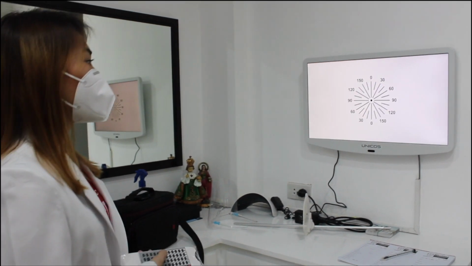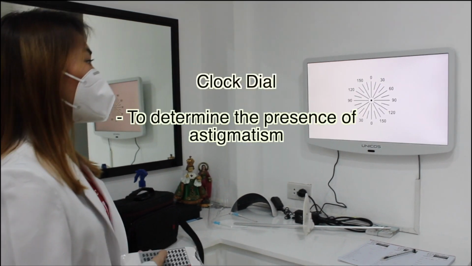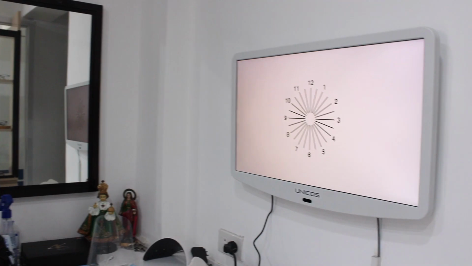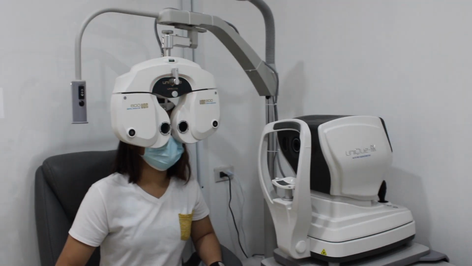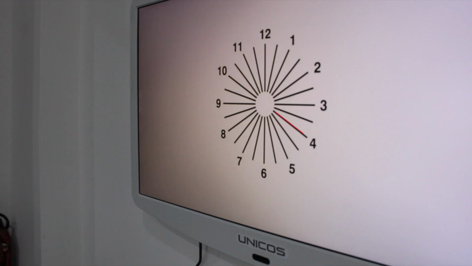Now I'll present you this chart. In this case, the clock dial is presented to determine the presence of astigmatism. Now are the lines equally dark? No. Which number is darker? 4, in between 4 and 5, 10, and in between 10 and 11.